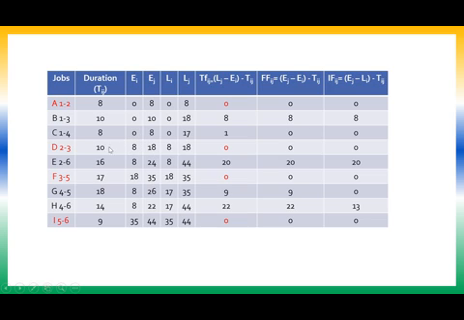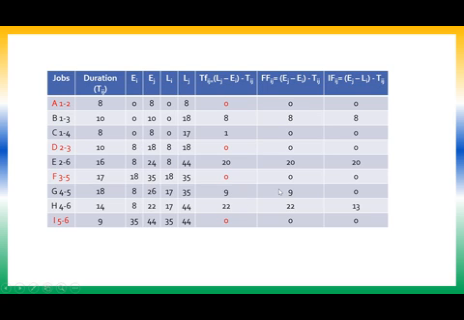18 minus 8 minus 10, 0. 24 minus 8 minus 16, sorry, not 20. Somewhere while copying I have made a mistake. 24 minus 16 minus 8 is also a 0. Then 35 minus 18 minus 17, 0. 26 minus 8 minus 18 is also a 0.